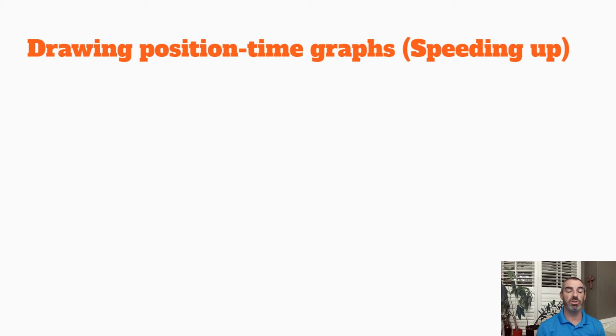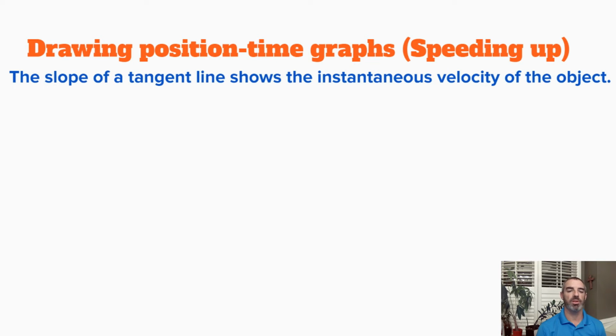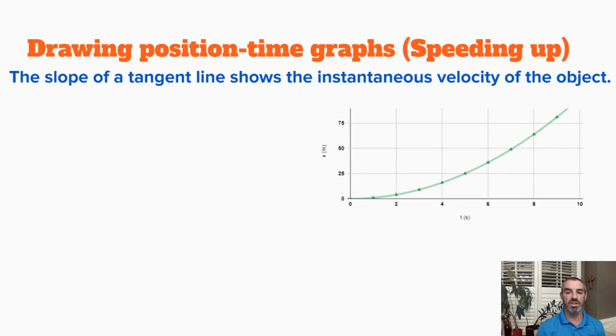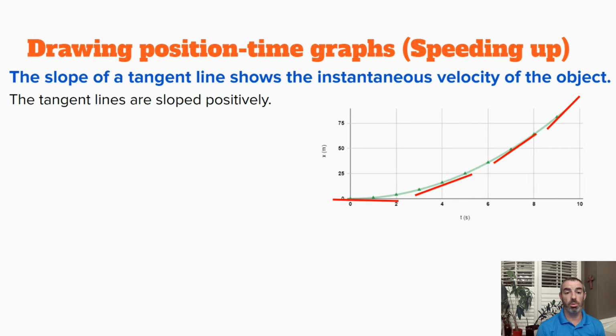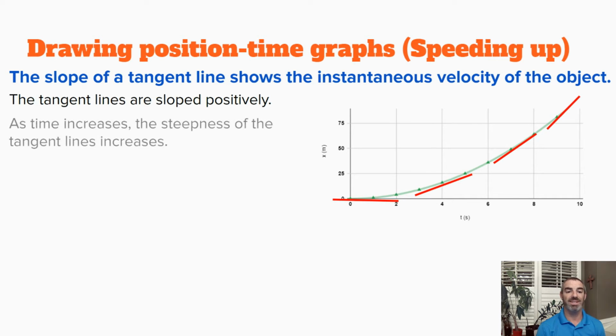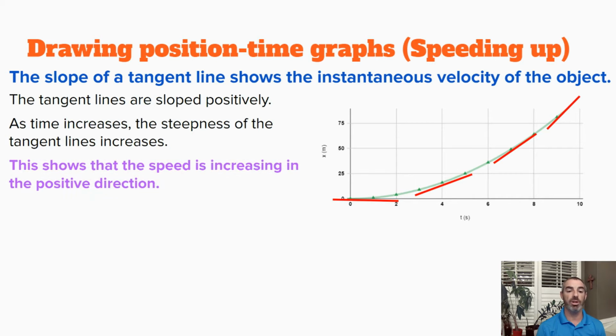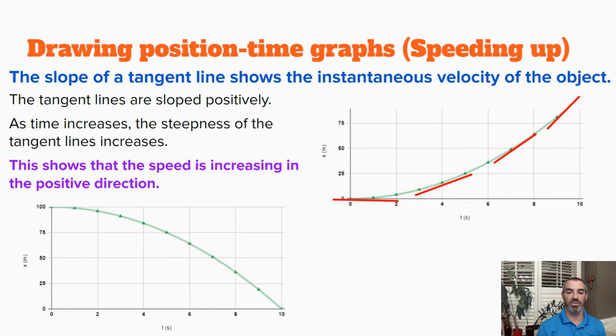So what happens if the speed does change? We have to remember that the slope of a tangent line shows us the instantaneous velocity of the object, or the velocity right at that specific moment in time. So if we look at a graph that's not linear, a position time graph that is curved, we're going to look at tangent lines. We can see that we have a 0 slope, and as time goes on, those tangent lines get steeper and steeper, and they're sloped in the positive direction. So the tangent line sloped positively, and the slope getting steeper as time passes, means that the object is traveling in the positive direction and is increasing in speed. So this shows an increasing positive velocity.